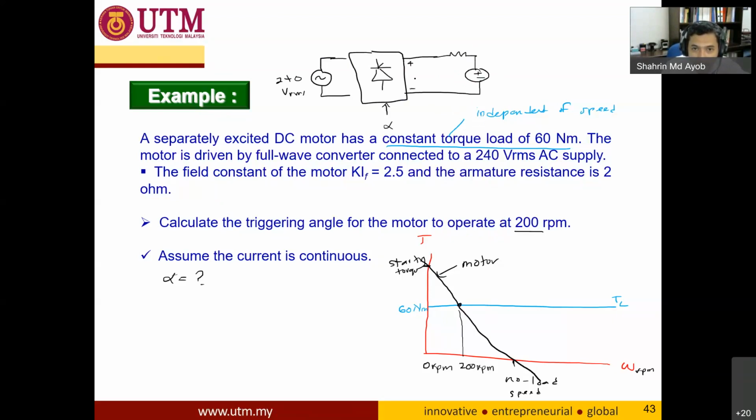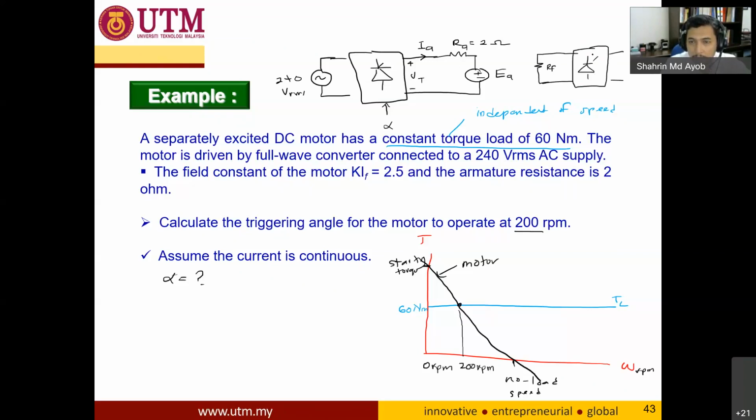So this one is your V terminal. This is your RA, if the value is 2 ohm. And then this is your back EMF, which is EA. And there is current flow, which is IA. And you should have this one, RF. Then we can also ignore the LF, because in the steady state we can ignore that.